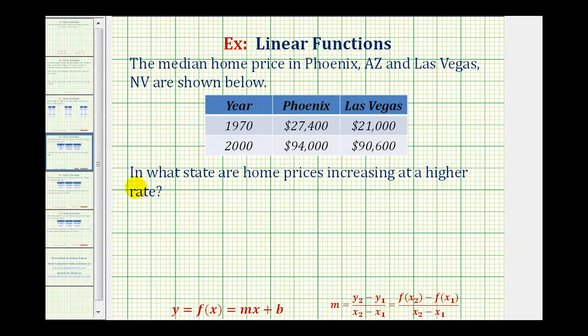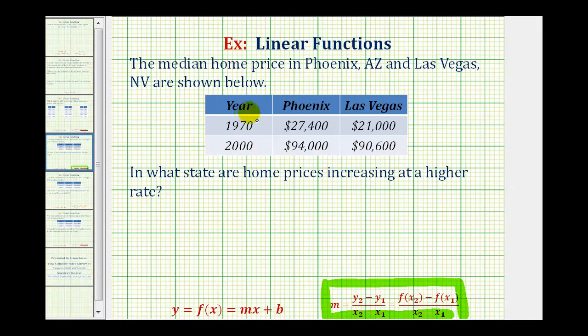Our first question asks, in what state are the home prices increasing at a higher rate? To find the rate of change, we'll determine the change in the median home price and divide by the change in the number of years. This is the same as determining the slope between 2 points, where we find the difference of the function values, or in this case the median home prices, and divide by the change in the x values, which in this case would be the change in the number of years.